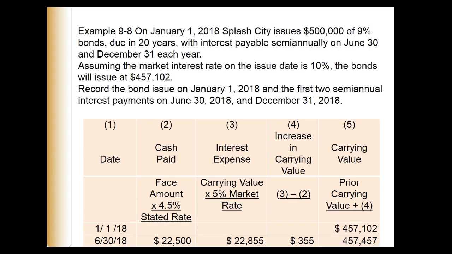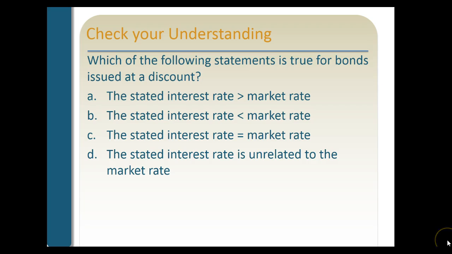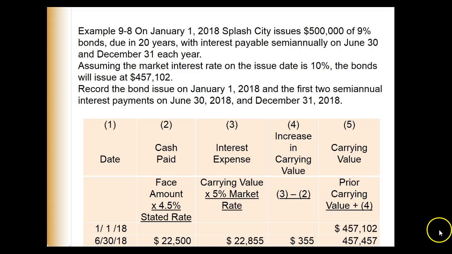Then it says here, assume the market interest rate on issue is 10%. The bonds will issue at $457,102. Record the bonds on January 1st and the 2 semi-annual interest payments. Looks like we did that. I don't know quite what I'm screwing up on there.